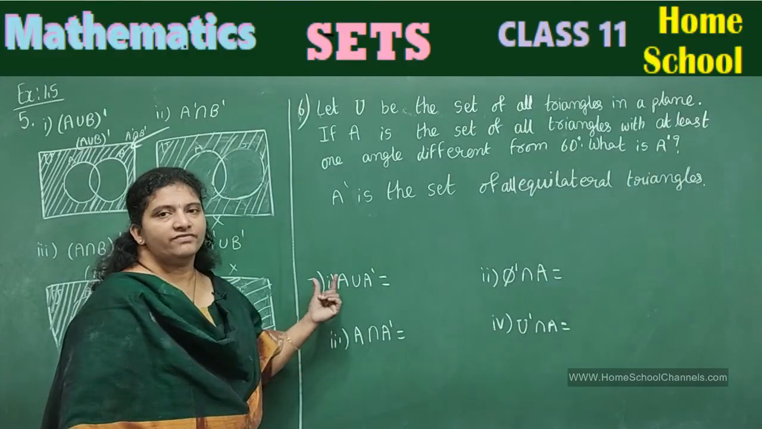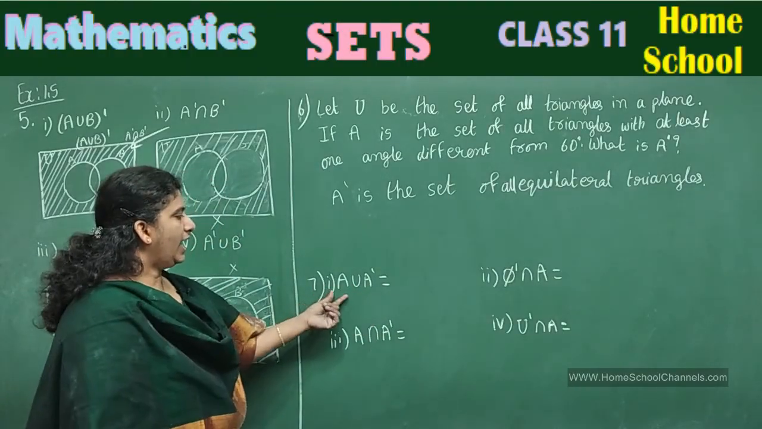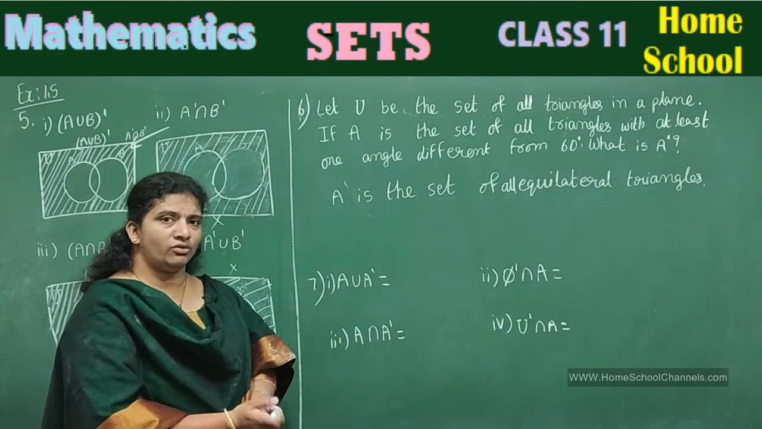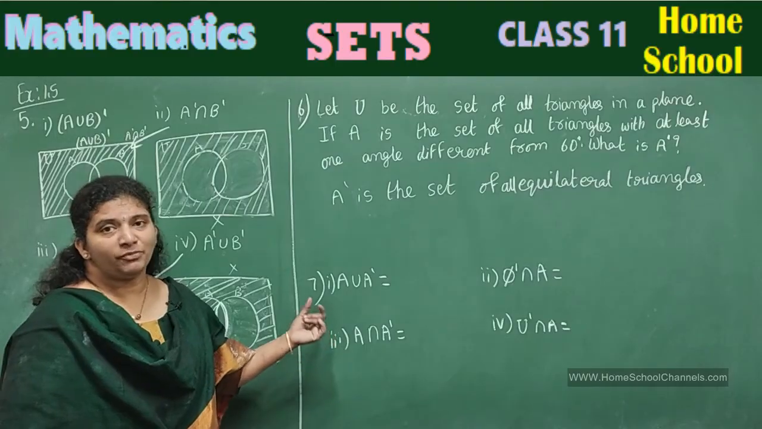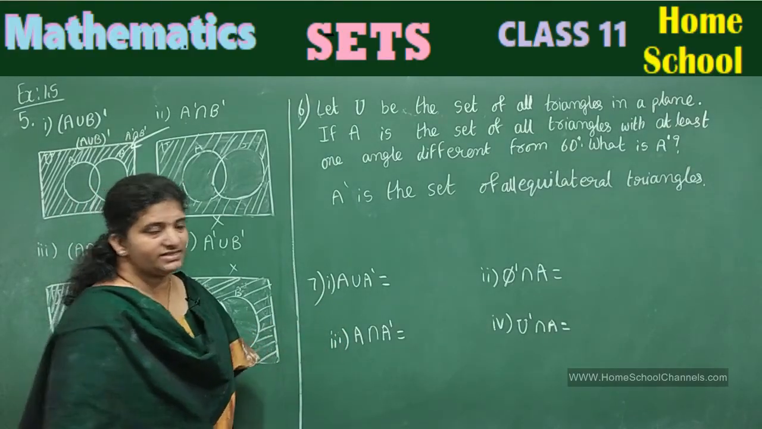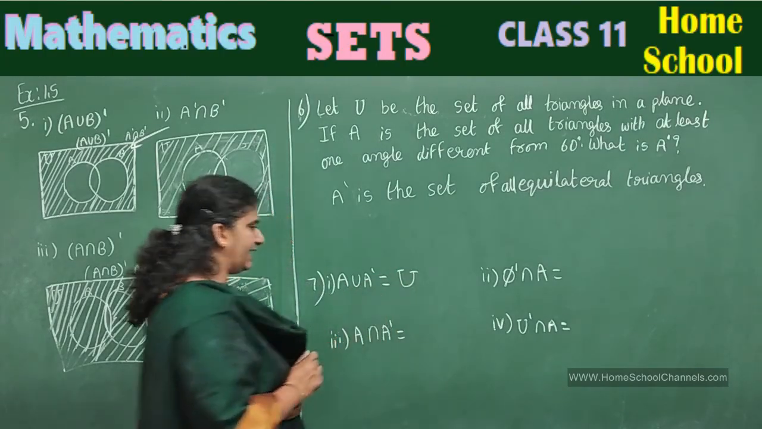Seventh one, fill in the blanks to make the statement true. A union A dash. A union A complement is equal to what? While we were doing the properties, we have seen this. A union A complement is nothing but the universal set.